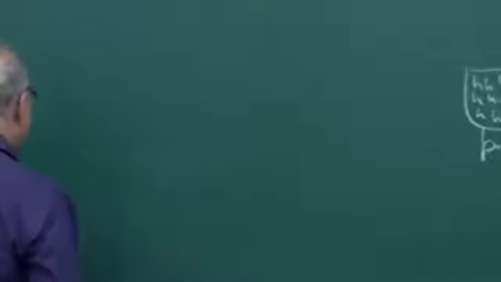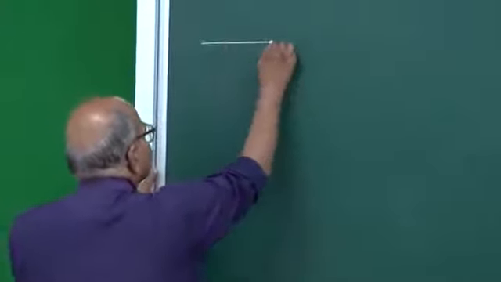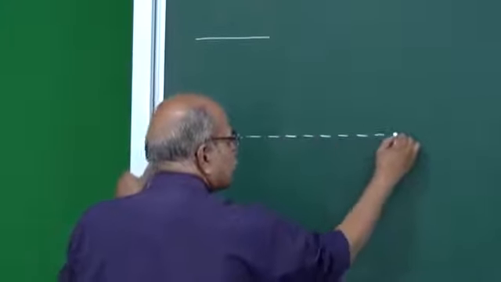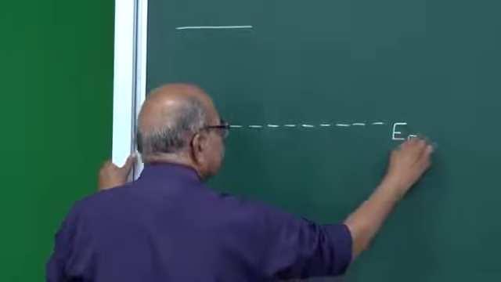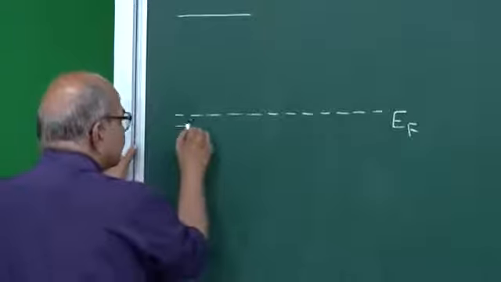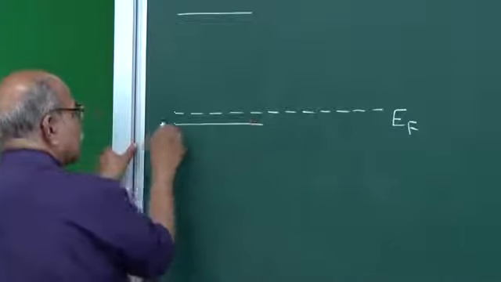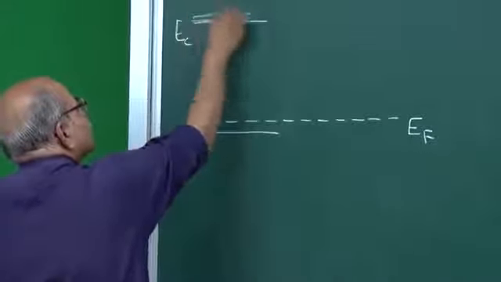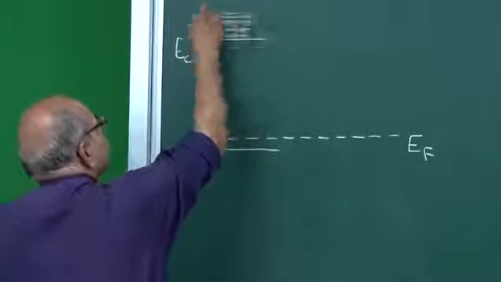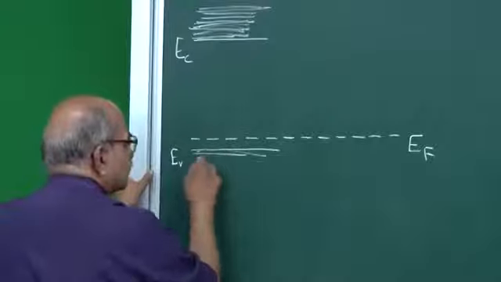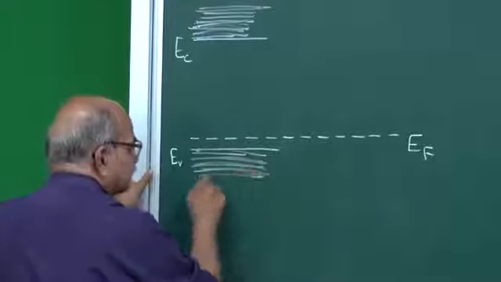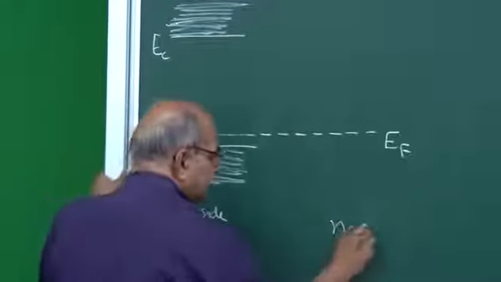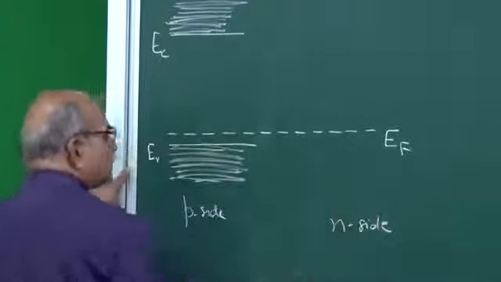Okay, the band looks like this one. Suppose you have this Fermi function. We introduced the concept of Fermi energy EF, and for the P side, this Fermi energy is close to the valence band edge. The conduction band edge is here. So these quantum states correspond to all those conduction band energies, and these quantum states are in the valence band. So this is our P side, whereas for the N side, it is close to the conduction band.